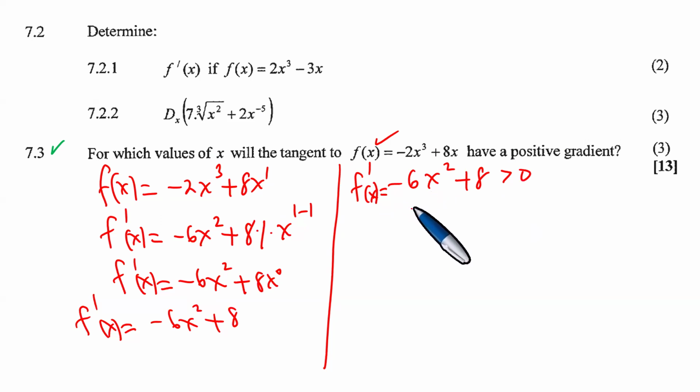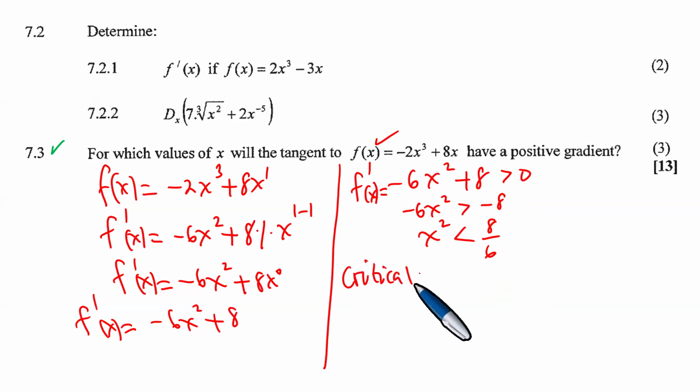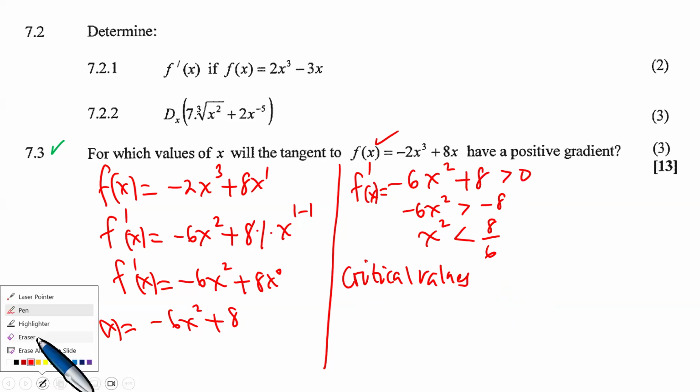So at this point, we can have minus 6x squared is bigger than minus 8. You divide by minus 6 so that x squared is less than 8 over 6. Remember to change the direction of the inequality because we are dividing by a negative. So the inequality must change from greater than to less than. Now we have the critical values.